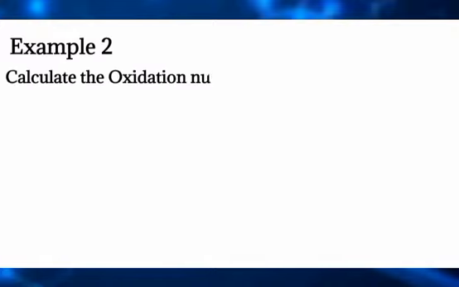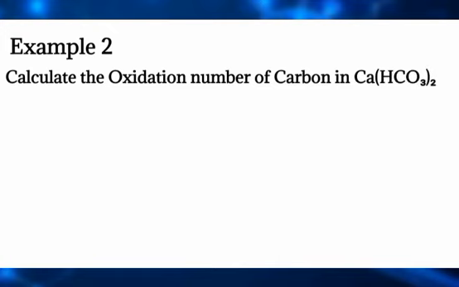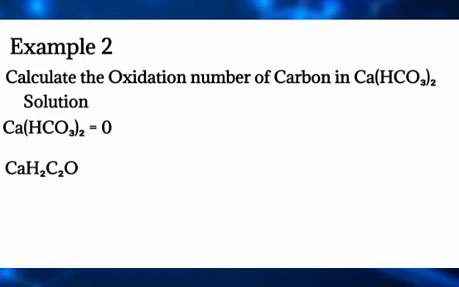We have to calculate the oxidation number of carbon in Ca(HCO3)2. Now, the first thing to do is to equate it to 0 because this has no charge. If I were you, I would break down this compound by opening the brackets with 2 to have CaH2C2O6 equals 0 before splitting the elements and their number of atoms.